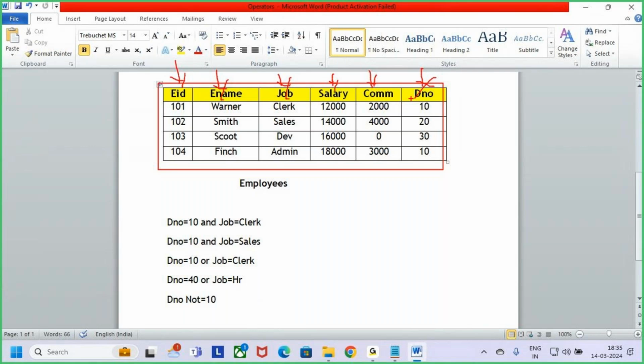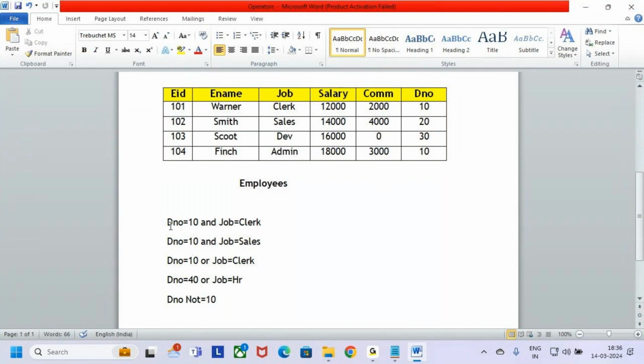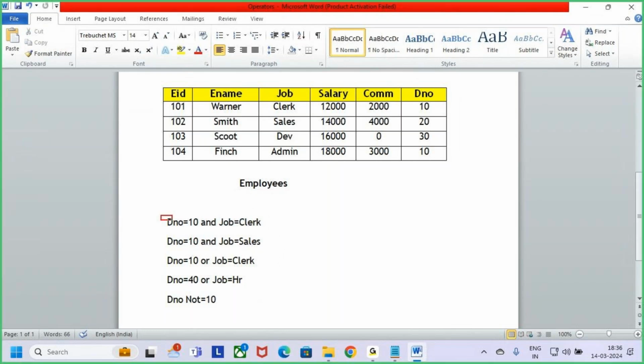Now what's my requirement here? From this table, I want to find out the employees who are working in the 10th department, and also the job is equal to clerk. That means my first condition is department number is equal to 10. In that 10th department, I want to find out the employees working as a clerk, job is equal to clerk. So this is my first condition, and this is my second condition, guys.